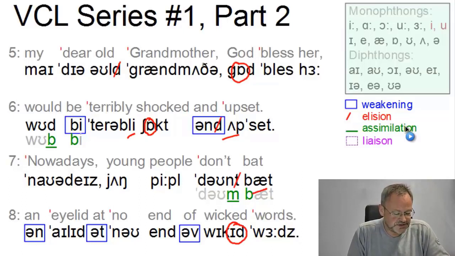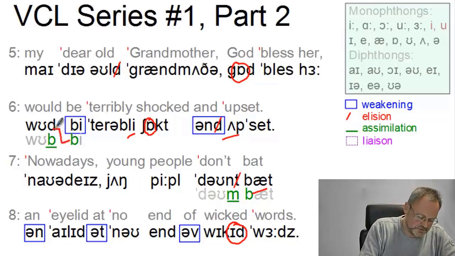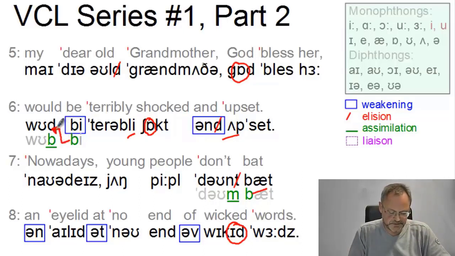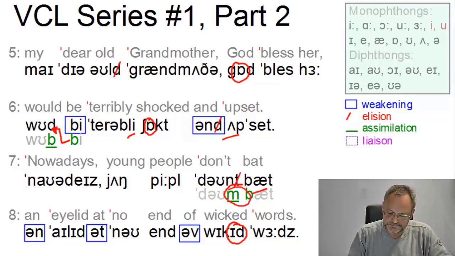Would be regressive assimilation. The bilabial plosive influences the alveolar plosive. So this is a regressive effect. And the same effect can be seen in don't bat. So if we elide the t in don't bat, then we eventually will assimilate don't bat. So the bilabial nasal influences the alveolar nasal after the effect of elision.